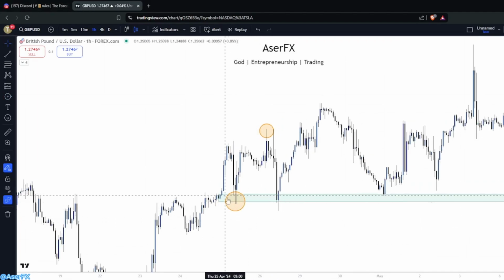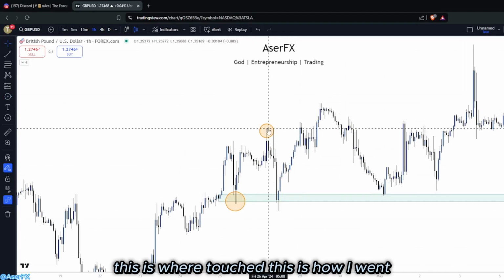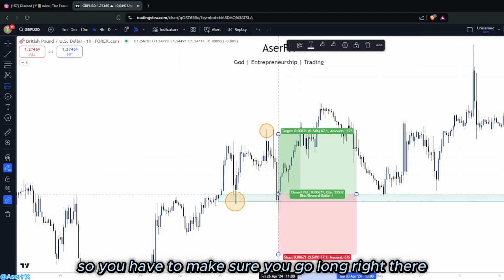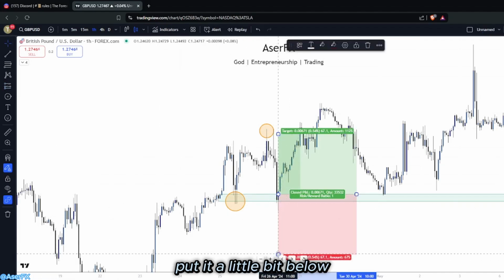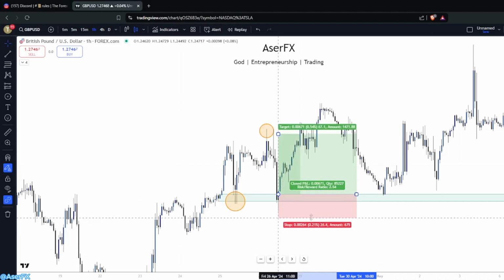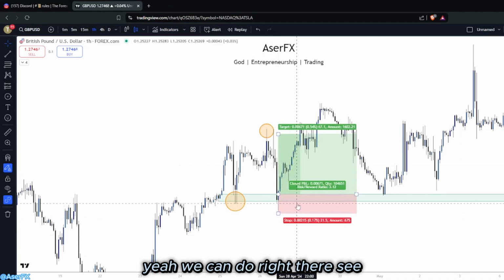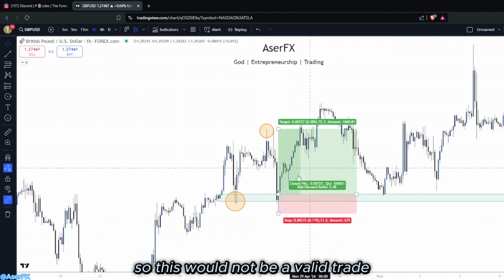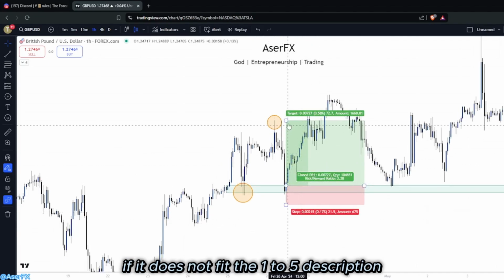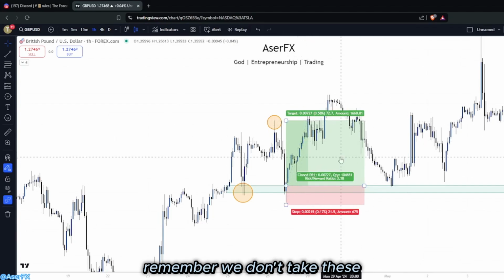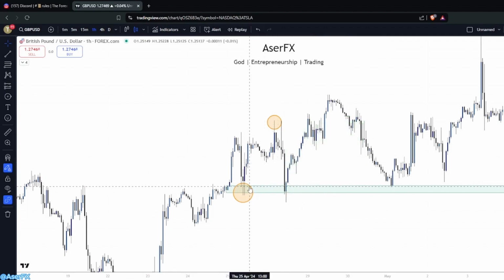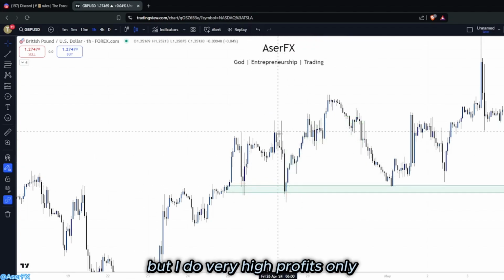So this is where it touched. This is how high it went. So you have to make sure you go long right there. Put it a little bit below. Yeah, we can do right there. Let's see here. Will this fit the 1 to 5 description? No, it won't. So this would not be a valid trade if it does not fit the 1 to 5 description. Remember, we don't take these. You could do a 1 to 3 if you want to, but I do very high profits only.